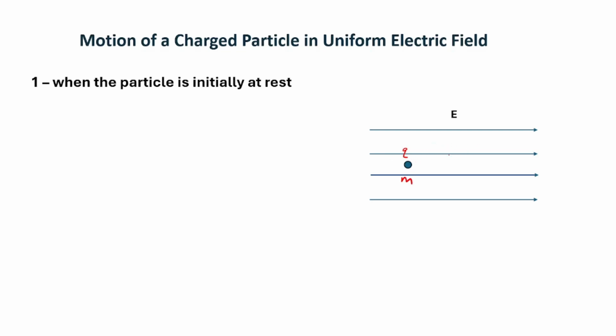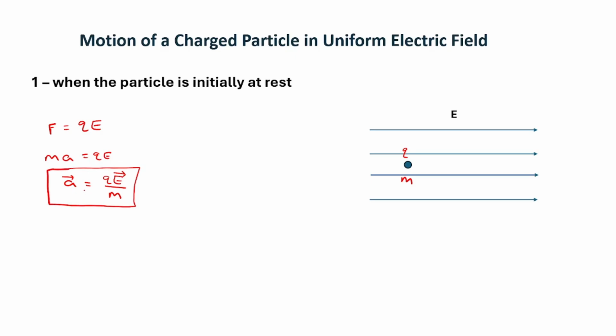So this particle will experience a force due to this field, and that force F is equal to QE. But we know that the force is mass into acceleration, so that will be equal to QE. So the acceleration experienced by the particle is QE by m. But in vector form, we can say that a is equal to Q into vector E upon m. So this is the acceleration.